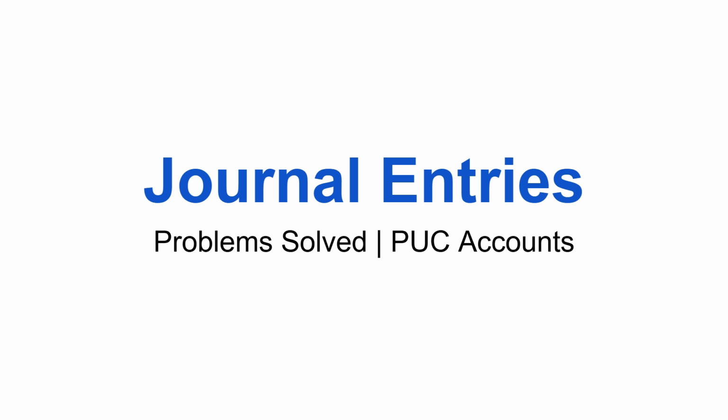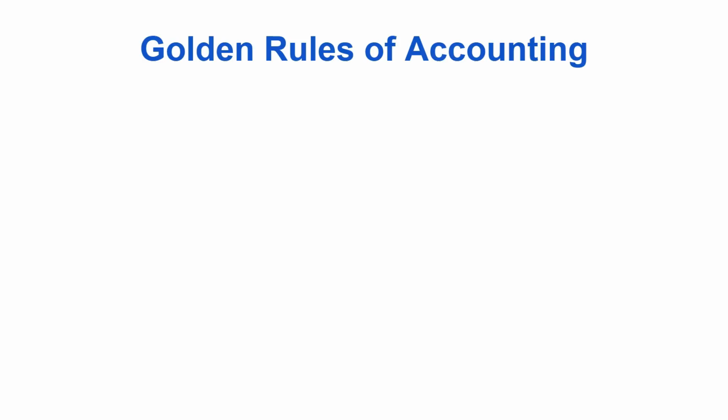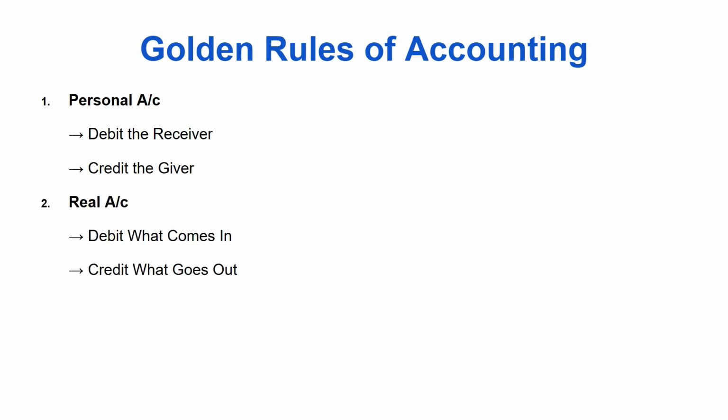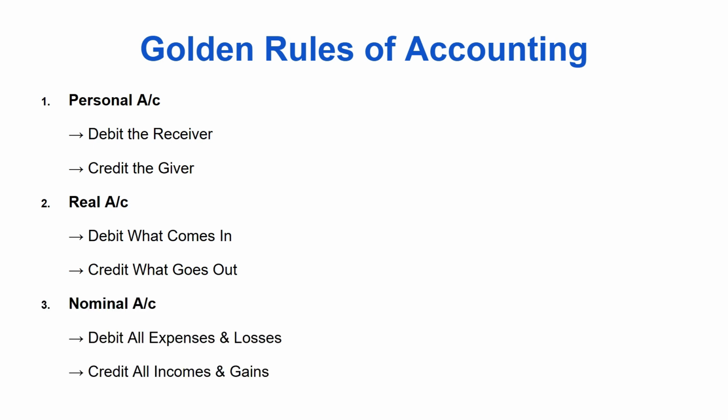Let's start from the first and most important rule. Golden rules of accounting. Personal account, debit the receiver, credit the giver. Real account, debit what comes in, credit what goes out. Nominal account, debit all expenses and losses, credit all incomes and gains.